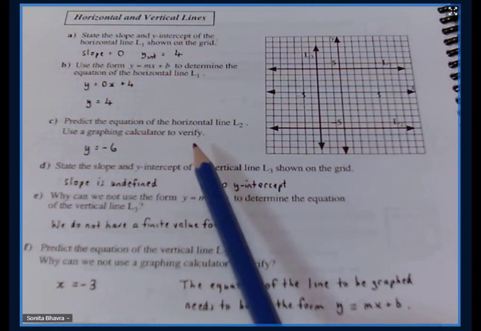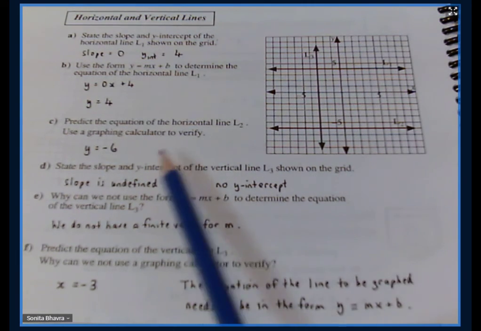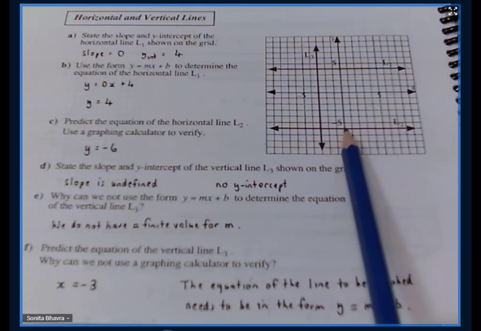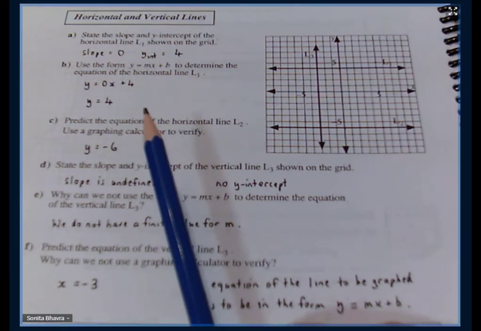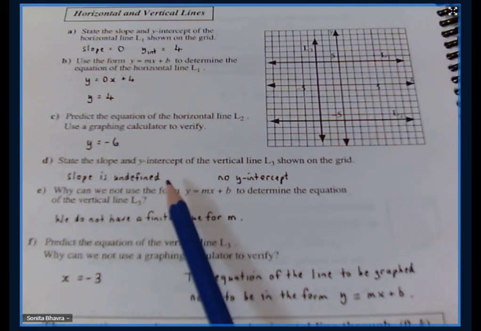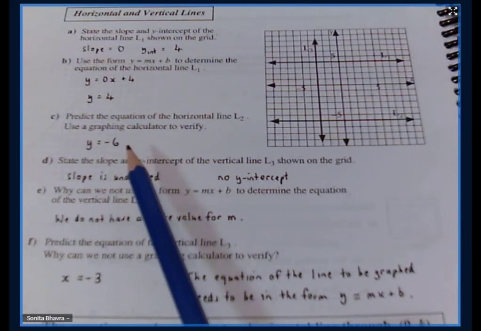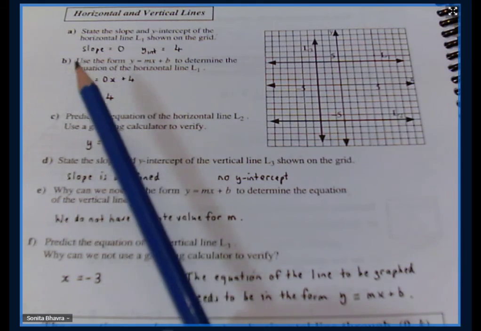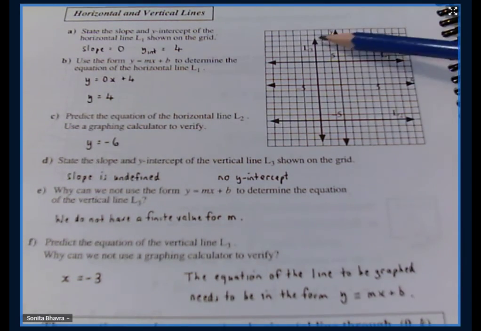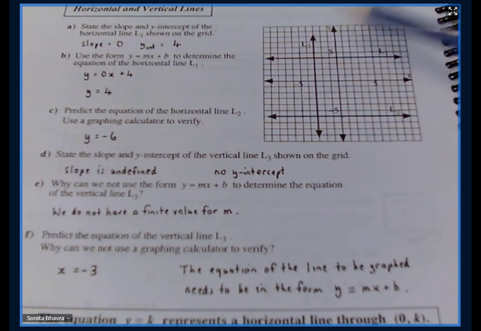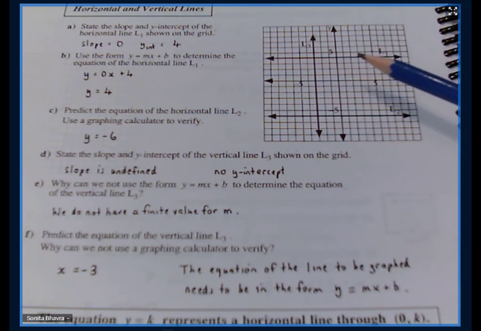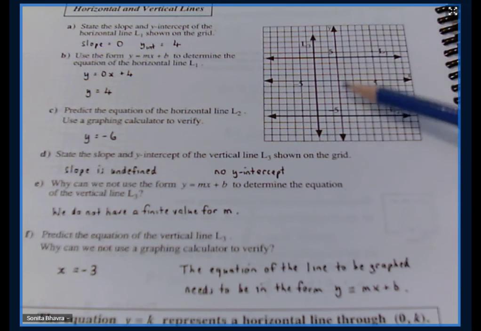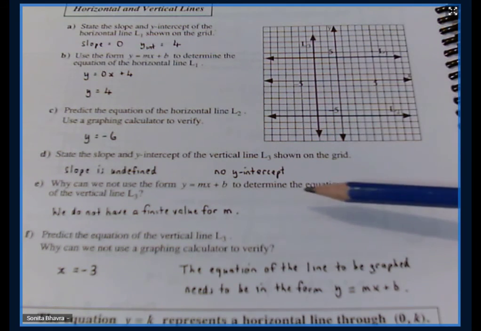Knowing that, you can predict the equation of line 2. Again, there's no slope. It's just going through here at negative 6. So the equation of the line would be y equals negative 6. Like we had discussed before, when we have horizontal lines, they have a slope of 0. When we have vertical lines, the slope is undefined. Here we're looking at line 3, which is a vertical line. The slope is undefined. It doesn't have a y-intercept. It's not crossing the y-axis, so there's no y-intercept.